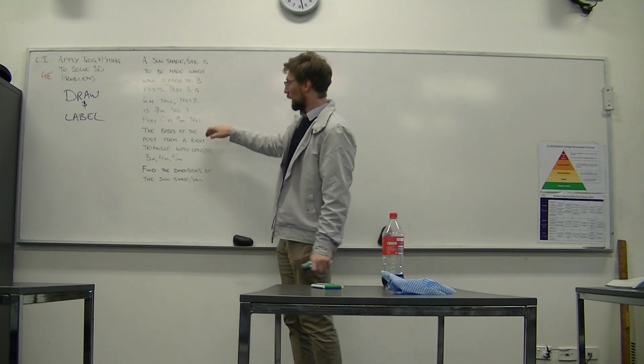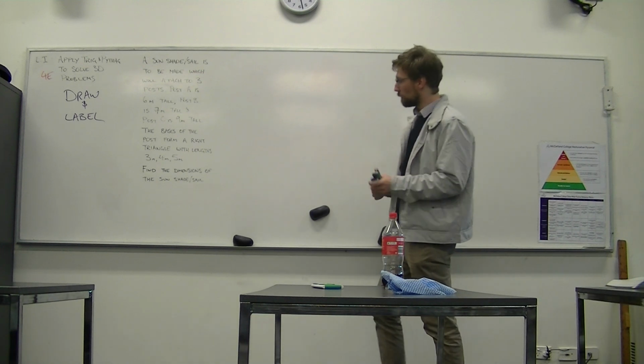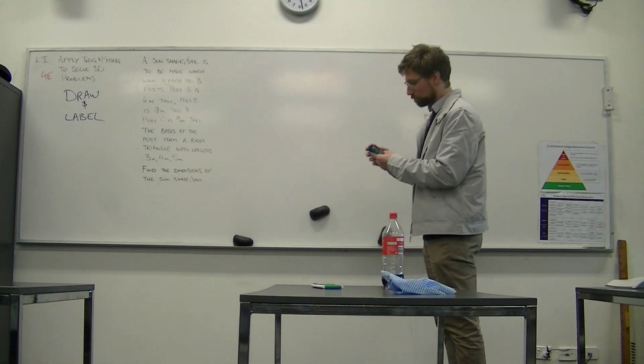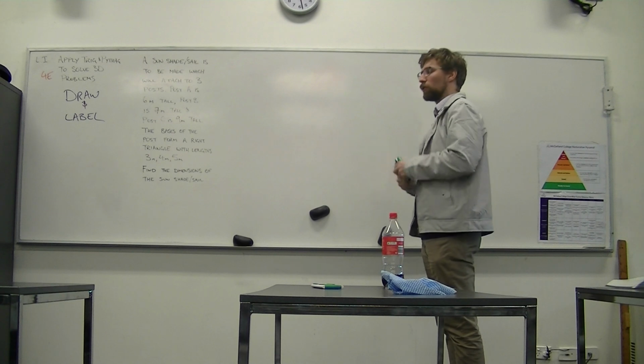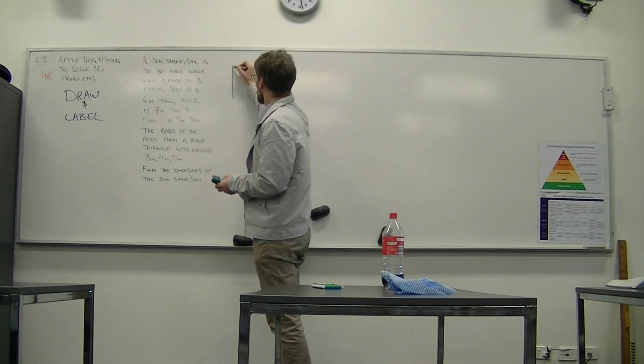Okay, the bases all form a right angle triangle with lengths 3, 4, and 5. Find the dimensions of the sunshade. Okay, well, that's not so nice and straightforward. We should probably draw a picture. Okay, we'll draw more than one picture at that.